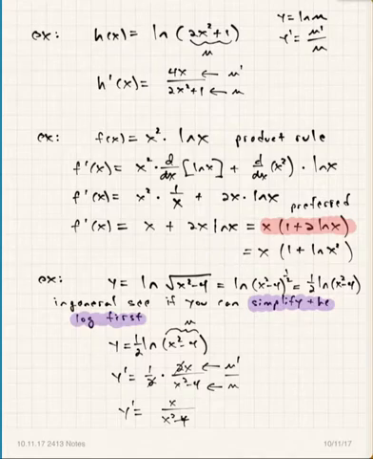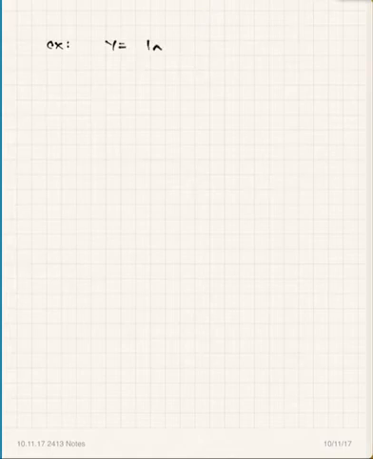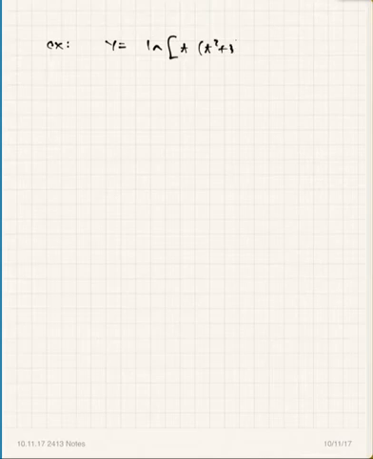All right, so let's look at a couple more examples here. So if you have y equals the natural log of t times t squared plus 3 quantity cubed, like this, then this would be a classic example.